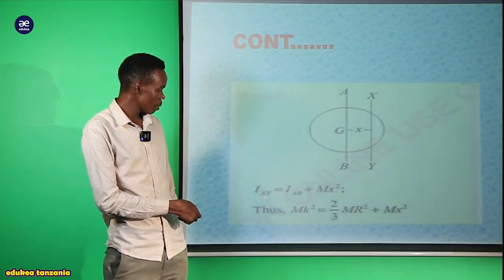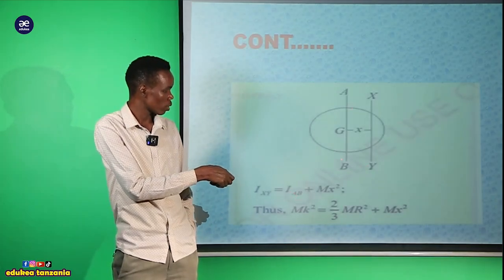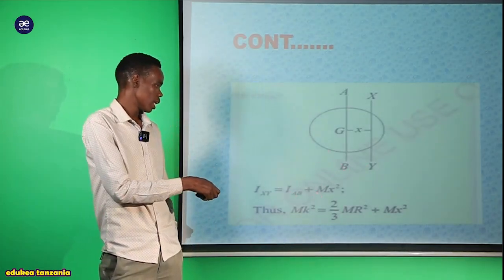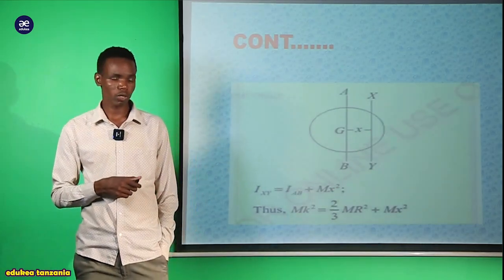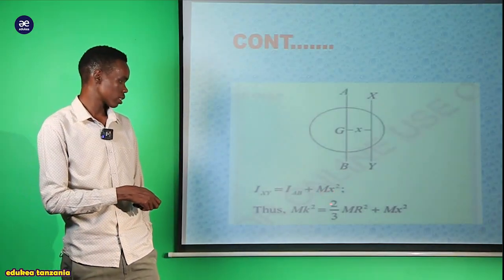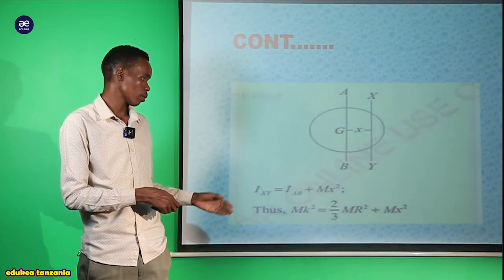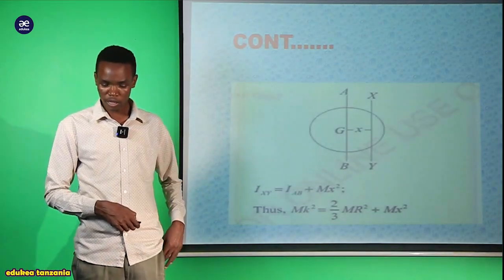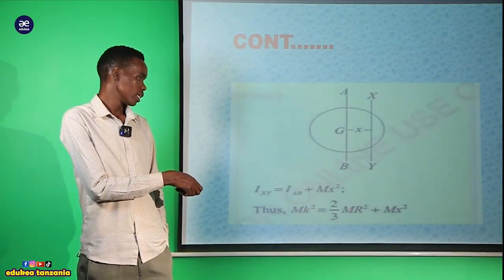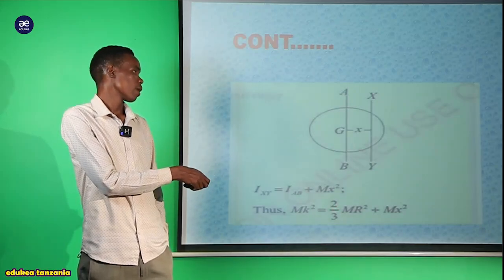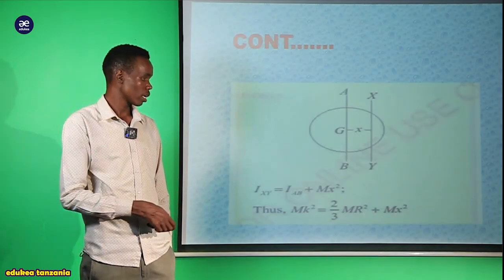Now we obtain the moment of inertia along XY, which is equal to the moment of inertia along AB, the moment of inertia at the center, plus the distance given by the parallel axis theorem, which is mx squared. Now we are supposed to make this mk squared as we demonstrate our formula. Instead of writing I_XY, we substitute mk squared, which equals 2 divided by 5 mr squared, then we add mx squared.